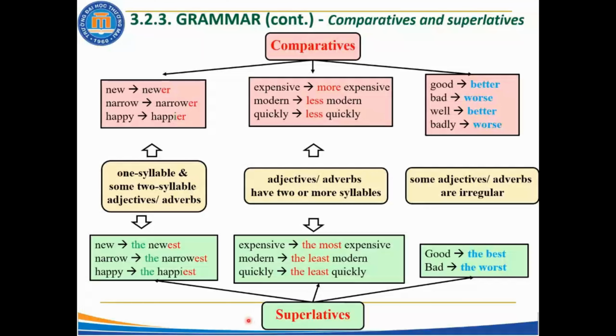Như cô có đề cập ở phần trước, thì với các tính từ, trạng từ có một âm tiết hoặc một số tính từ, trạng từ có 2 âm tiết, thì để so sánh hơn, chúng ta sẽ thêm đuôi er và so sánh nhất chúng ta thêm đuôi est và có the ở phía trước. Đối với các tính từ, trạng từ có từ 2 âm tiết trở lên, để so sánh hơn, chúng ta sẽ thêm more là nhiều hơn và thêm less là ít hơn ở trước tính từ hoặc là trạng từ. Và để so sánh nhất, chúng ta thêm the most, nhiều nhất, hoặc là the least, ít nhất ở trước tính từ hoặc là trạng từ.